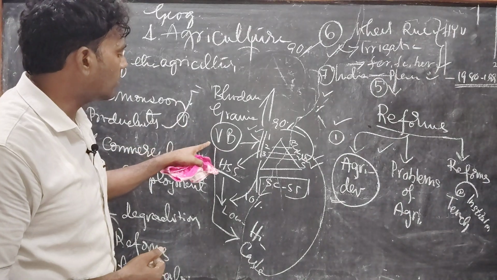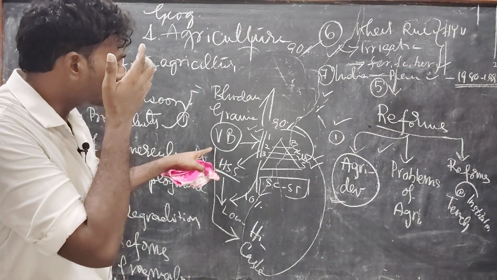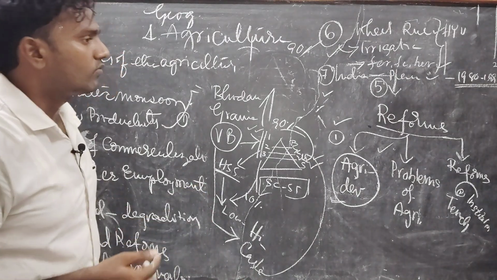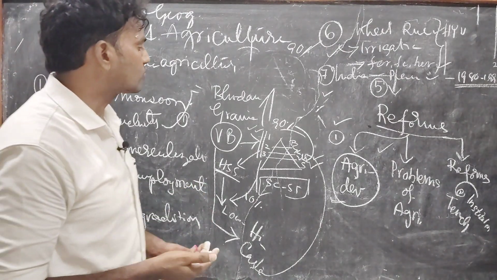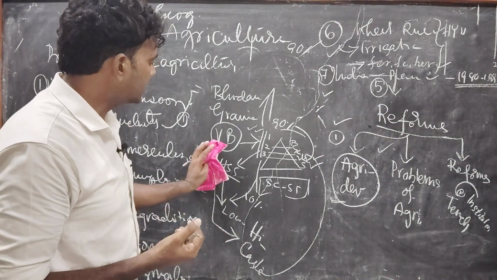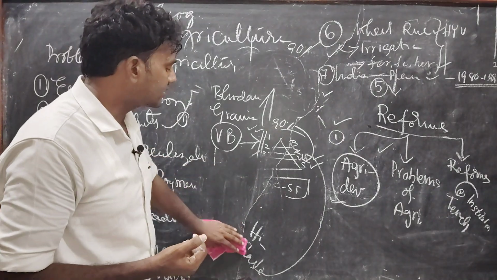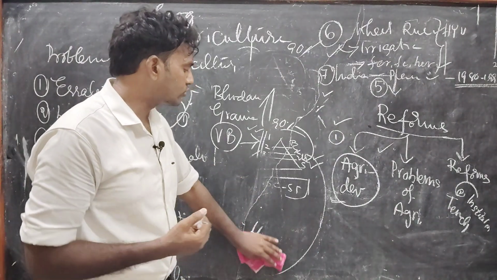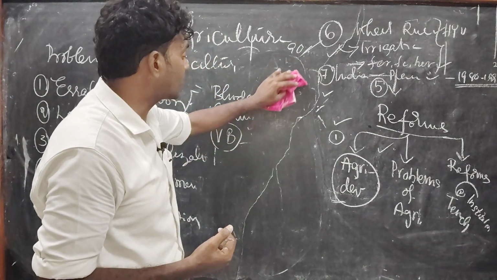Vinoba Bhave is also one of the followers of Gandhi, and he participated in satyagrahas, and he also wanted to spread Gram Swaraj. So what happened? He did Padayatra. Padayatra means he started walking throughout India to spread the message regarding Gram Swaraj.